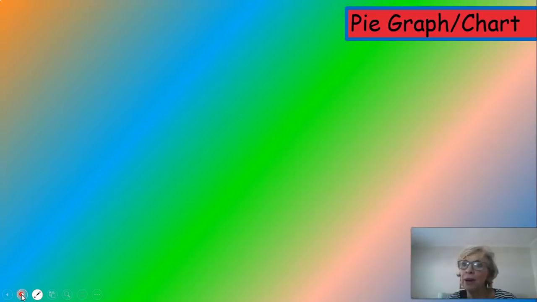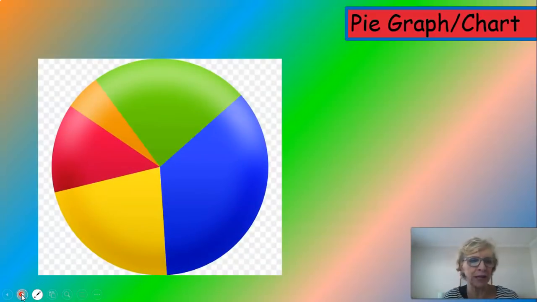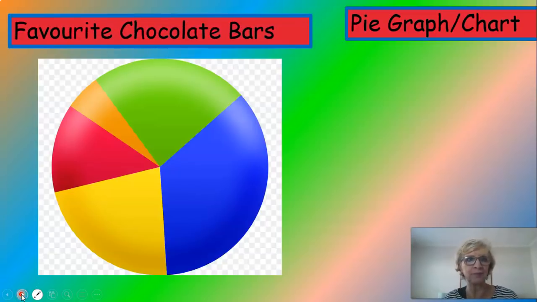Now we can look at a pie graph, or pie chart. I love pie charts. They're so colorful. They look like big bright pizzas. Okay, so let's have a look at this one then. This one is children who have voted for their favorite chocolate bars.